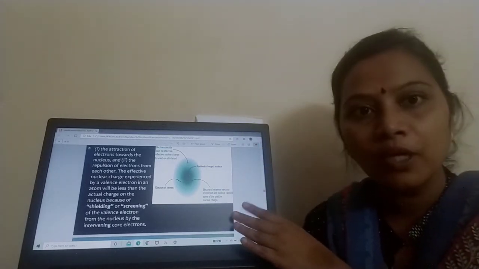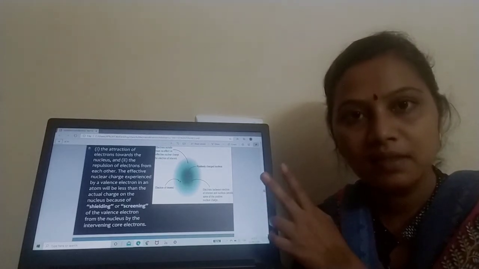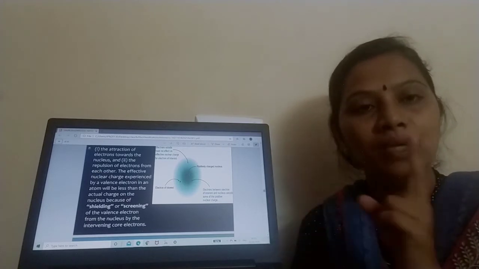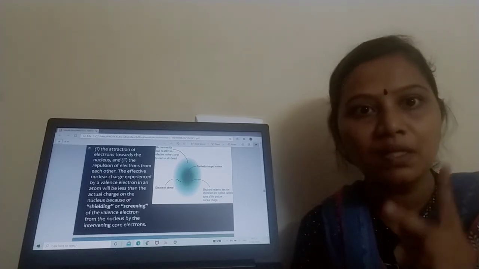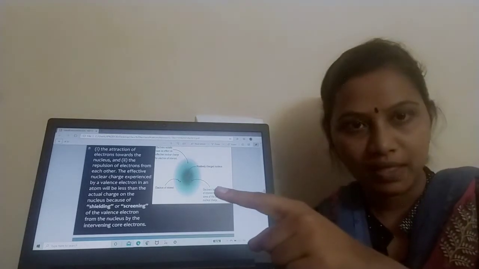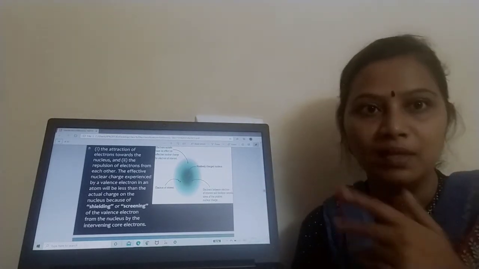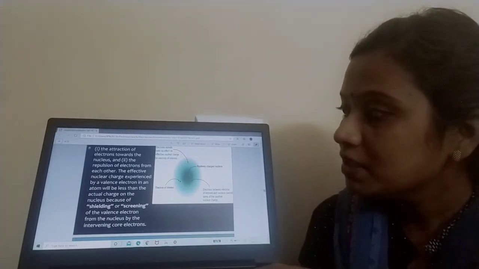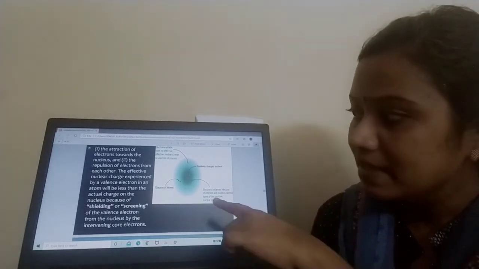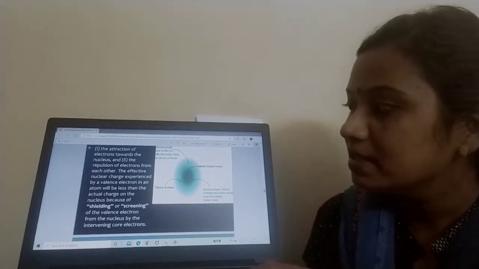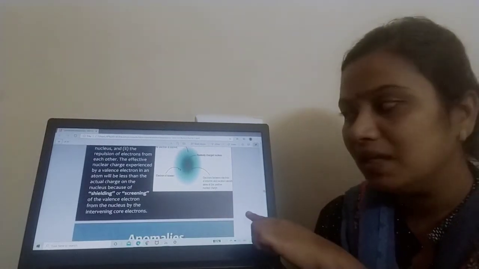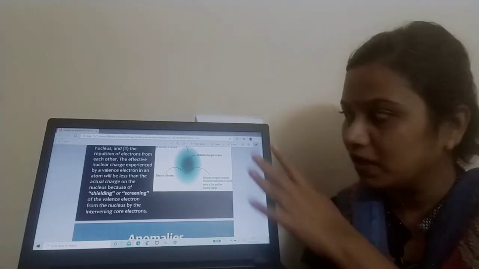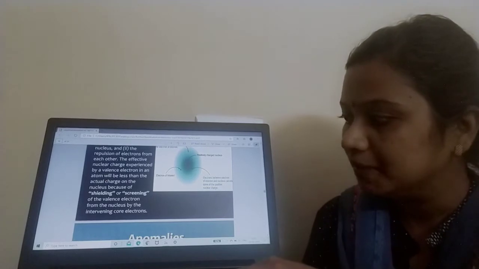This picture is going to correlate the relationship between atomic radii and ionic radii. First, you need to understand there is a net attraction between the nucleus and the outermost electron, and there is a net repulsion between electron-electron pairs. Now, the nuclear charge experienced by the valence electron will be less than the actual charge on the nucleus. This is because of the shielding effect or screening effect of the valence electron from the nucleus by the intervening core electrons. Whatever we have discussed, the same thing is related here.